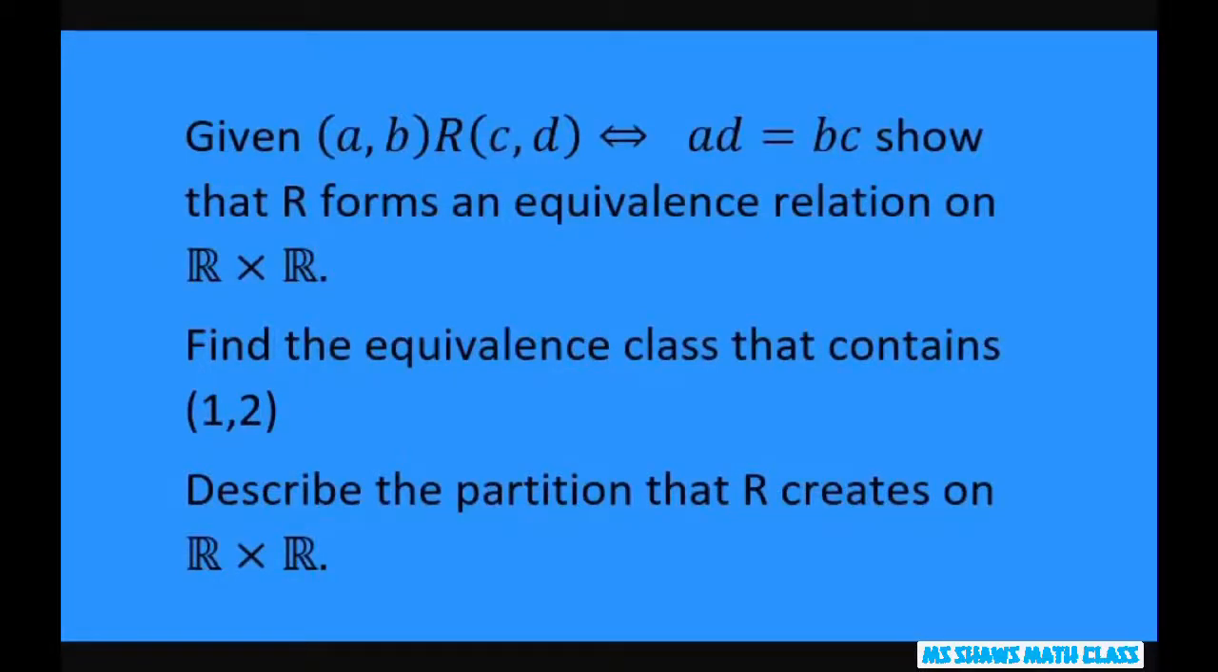Hi everyone. Given (A, B) is related to (C, D), the ordered pair, if and only if AD equals BC, show that R forms an equivalence relation on R times R. So the domain and the codomain. And we're going to find the equivalence class that contains (1, 2) and describe the partition that R creates on R squared.